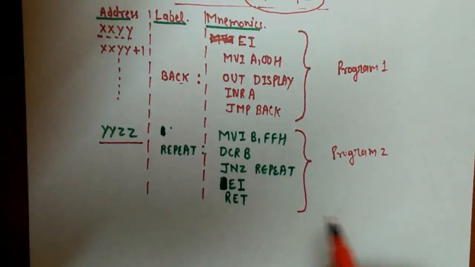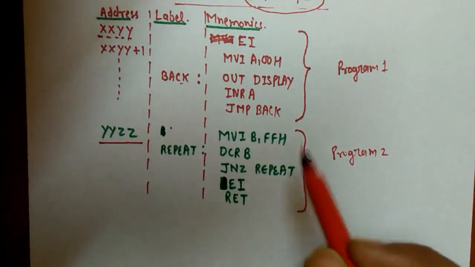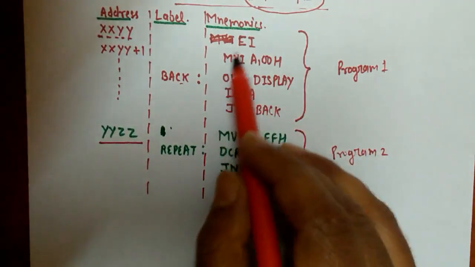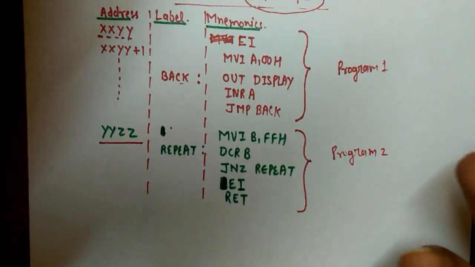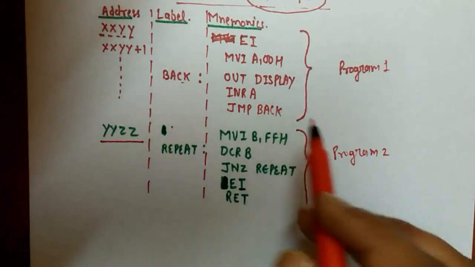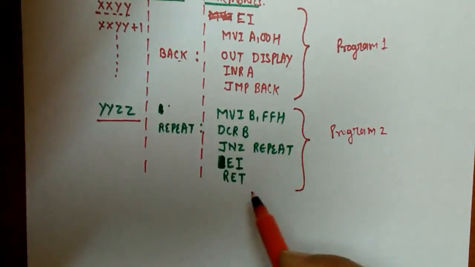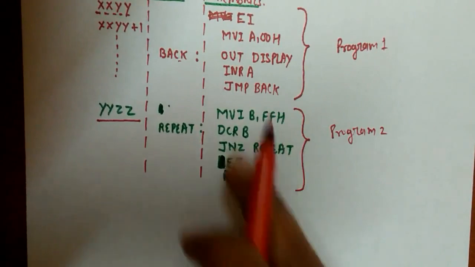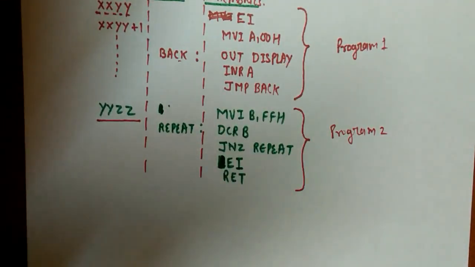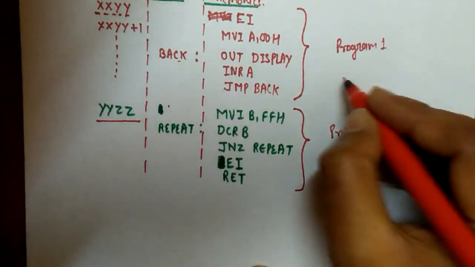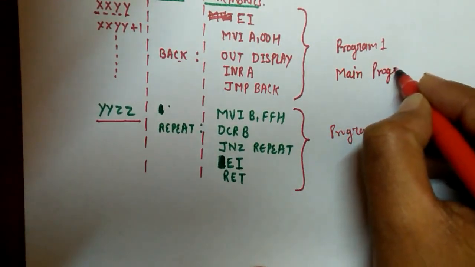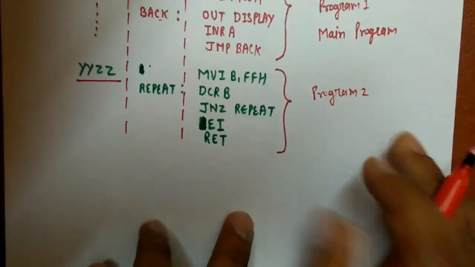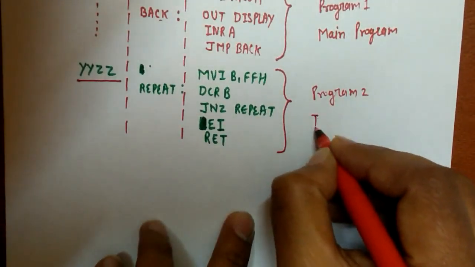So interrupt is a provision by which we can run another program. That means one program is running, the microprocessor will always be in a loop, but after the occurrence of certain conditions, the microprocessor will be forced to run a different set of instructions, and after running this program, the microprocessor will return to the first program. This first program, that is program 1, is called the main program, and this second program, program 2, is called the interrupt service routine.